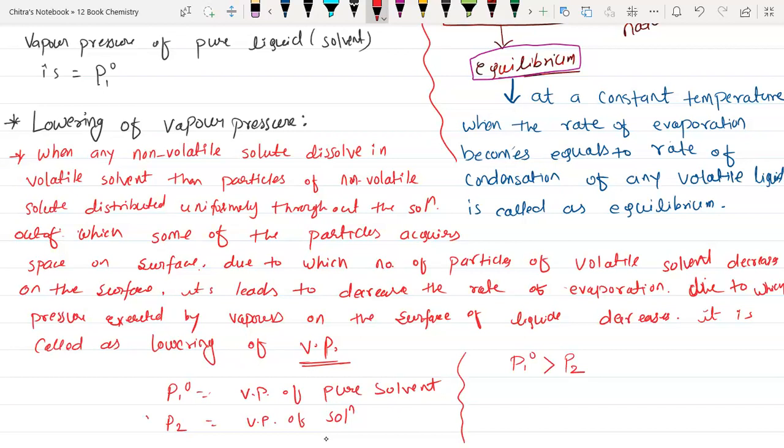Because that pressure is nothing but the lowered pressure. How much it has decreased or changed, now we have to calculate. It is the change in pressure, delta P equals P1° minus P2. That much pressure is going to decrease. So this is the lowering of vapor pressure. After that, we have relative lowering of vapor pressure.